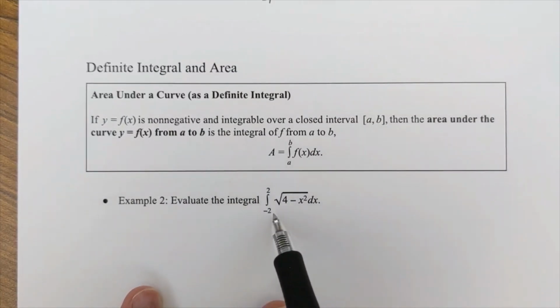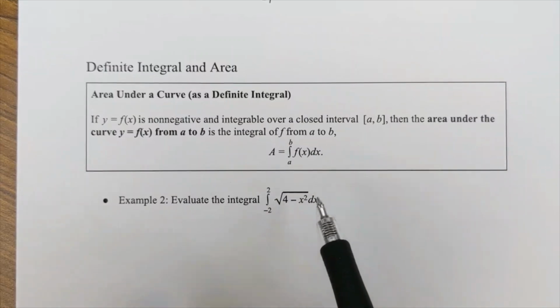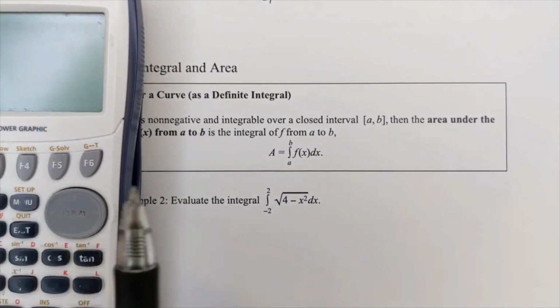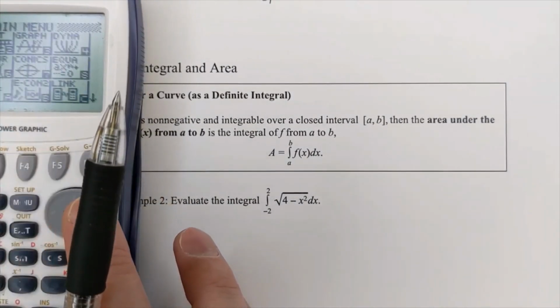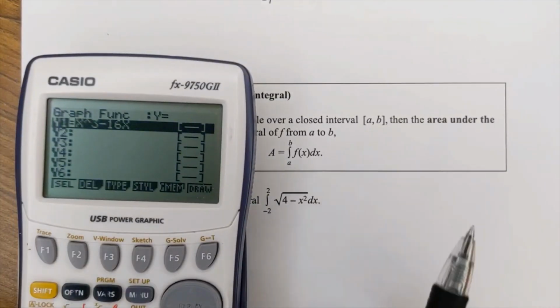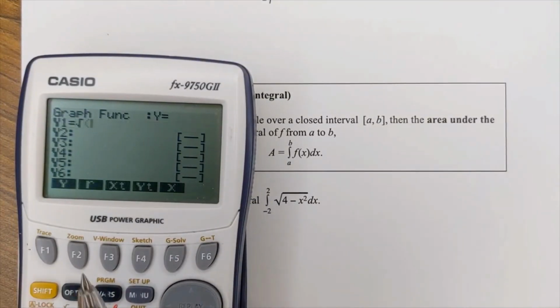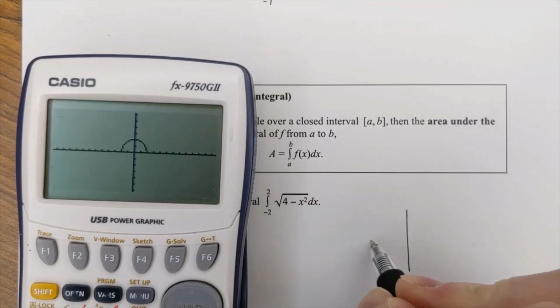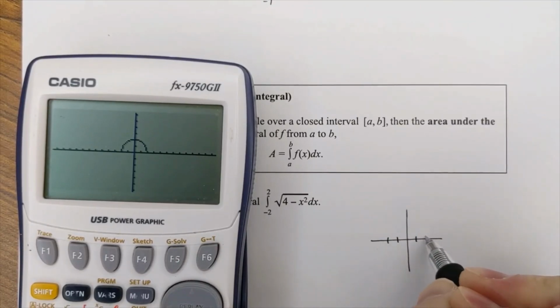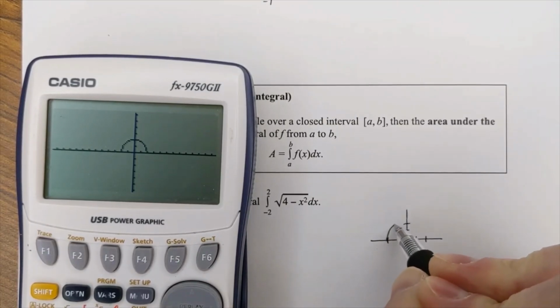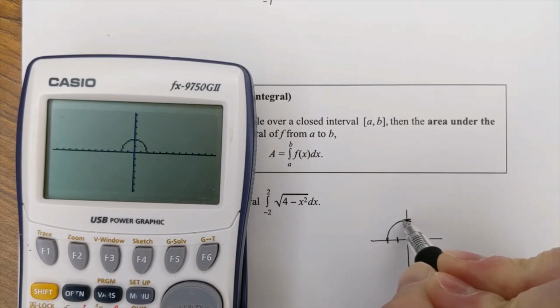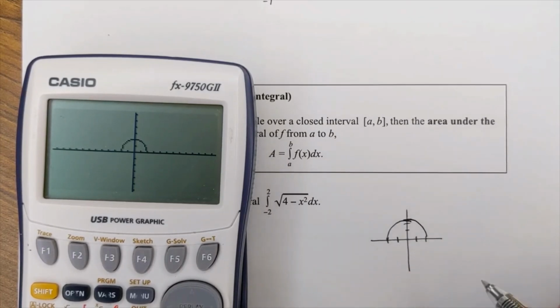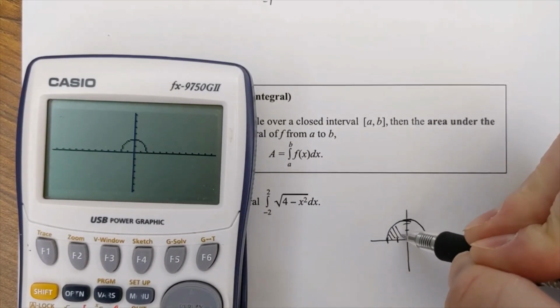So evaluate the integral from -2 to +2 of the square root of 4 minus x squared. The first thing we need to do is look at the graph of the square root of 4 minus x squared. So we graph the square root of 4 minus x squared, and we get a lovely half circle. So this graph, whoops, there's 2 now. This is the half of a circle, so we're looking for this area.